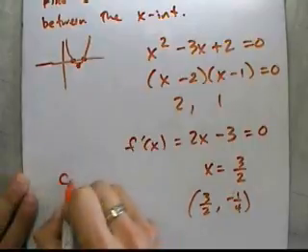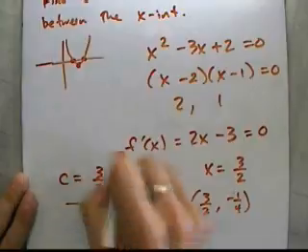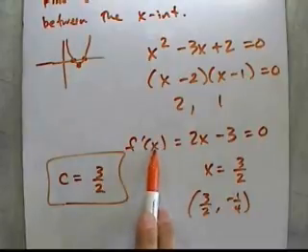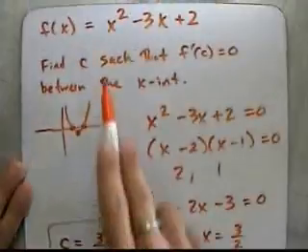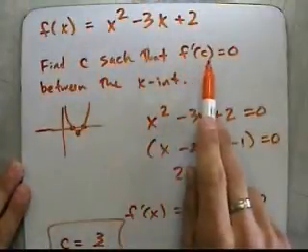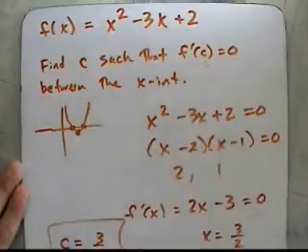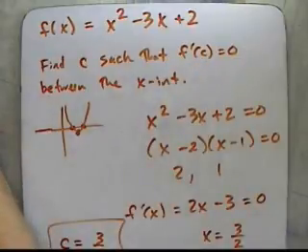So my C value here is 3/2. When it says find the value of C, C equals 3/2 is the value I'm looking for. If I plug 3/2 in here, that gives me 0, and that was what I was looking for. I was looking for a C value such that the derivative of f at whatever my value is 0. So I found the C values that work. I'm a happy camper.